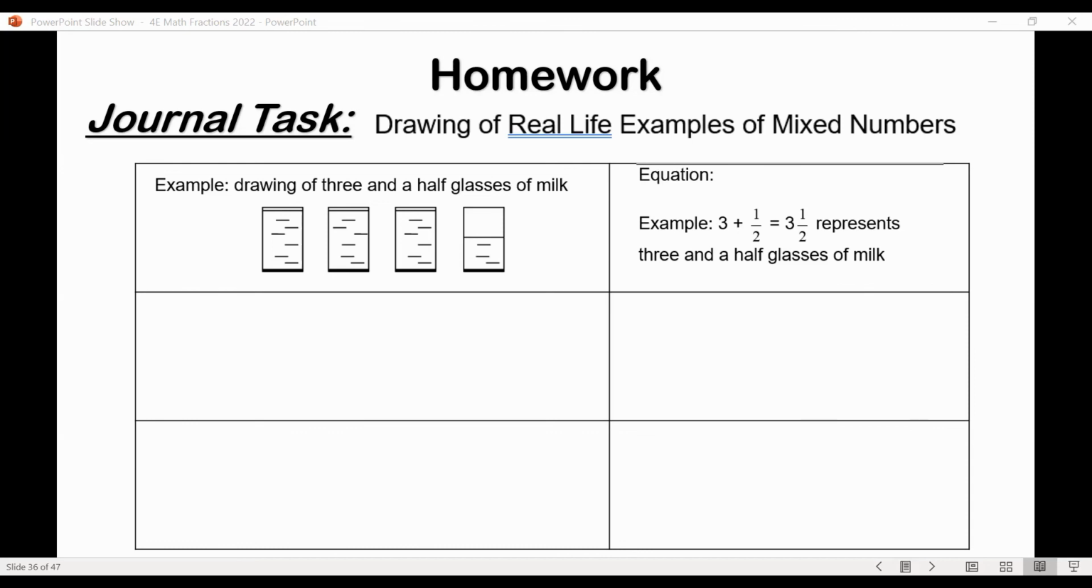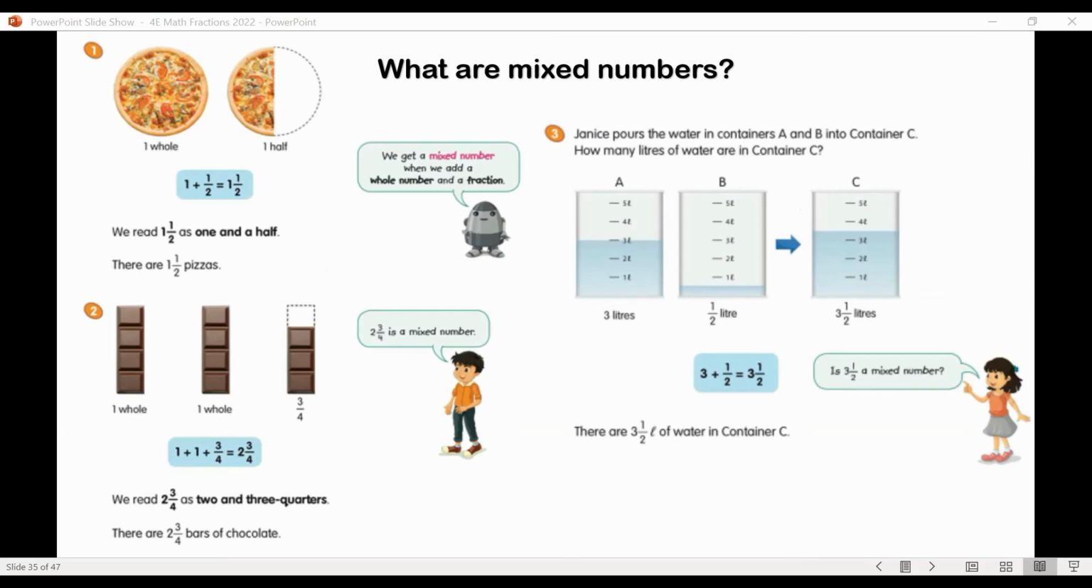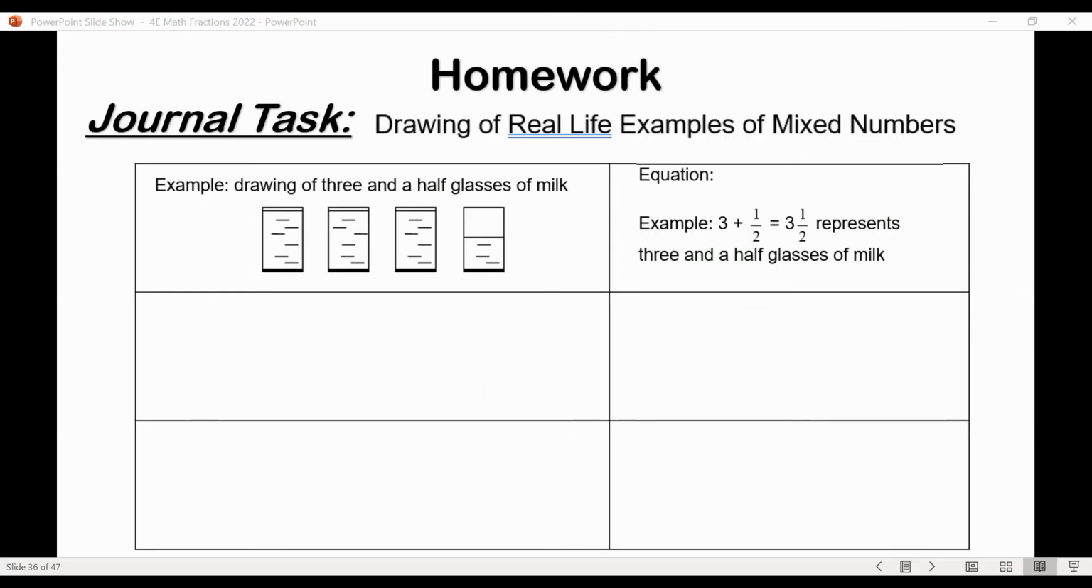I did the polo bun with you. In your textbook, there are some examples. The textbook shows you pizza and chocolate and water. I show you a polo bun. Now, here's another example. What I would like you to do is try to be creative. Draw me another 2 examples. Give me just 2 more examples of your own. Real life examples of mixed numbers. Be creative. Can be anything under the sun.